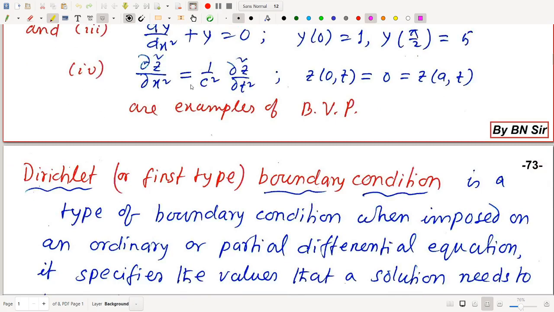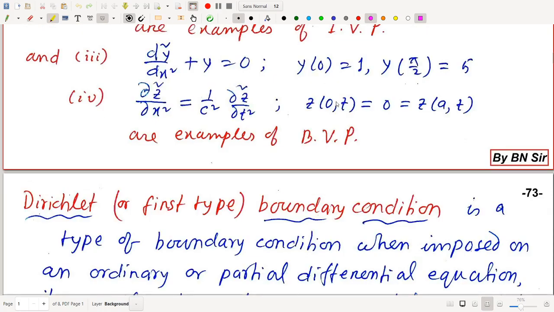Also del square z by del x square equal to 1 by c square del square z by del t square. z is dependent variable, x and t are independent variables here, and the conditions z(0,t) equal to 0, z(a,t) equal to 0. That is value of z at the point (0,t) and at the point (a,t) are both 0. So conditions given at 2 points. That's why this is a boundary value problem.